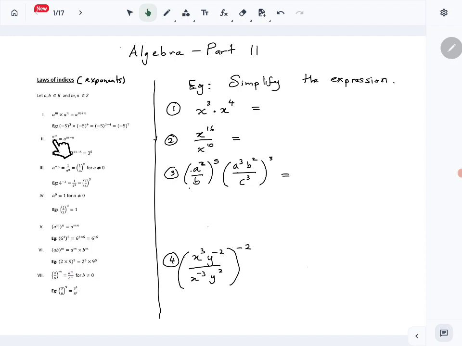Similarly, we can write something for quotient of exponents. A to the m over a to the n, that is going to be the difference, m minus n. So for example, 3 to the 11 over 3 to the 6 is what? 3 to the 11 minus 6 or 3 to the 5.